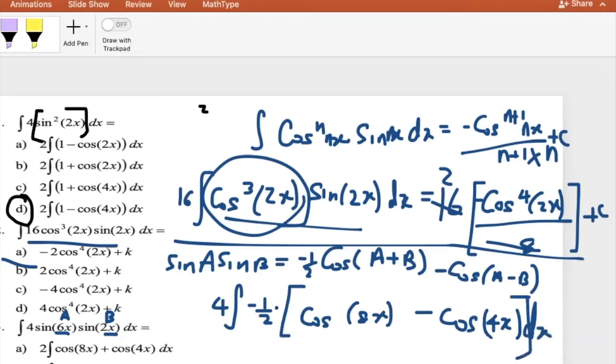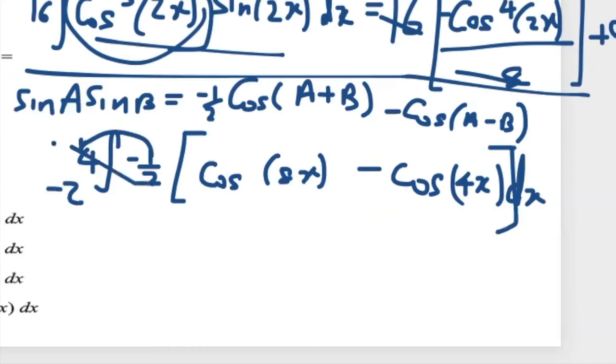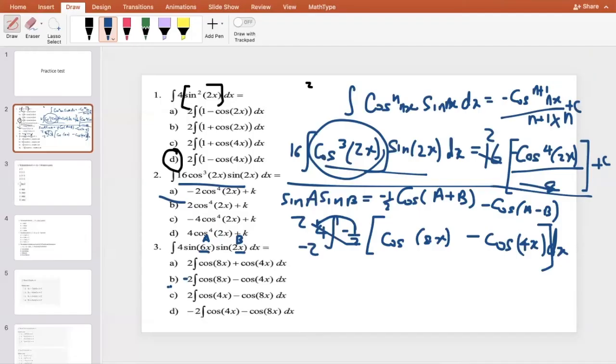Now, carrying this out, I would have minus 2 because this would cancel. 2 into 4 goes 2 times, and the minus signs. So the answer is B, which is minus 2 integral of (cos 8x minus cos 4x) dx.